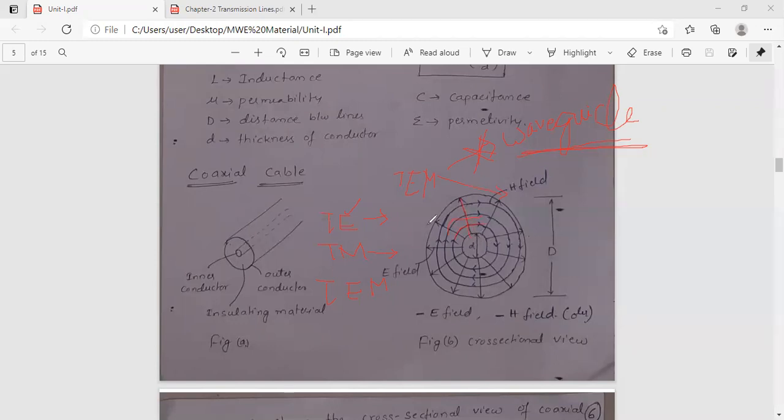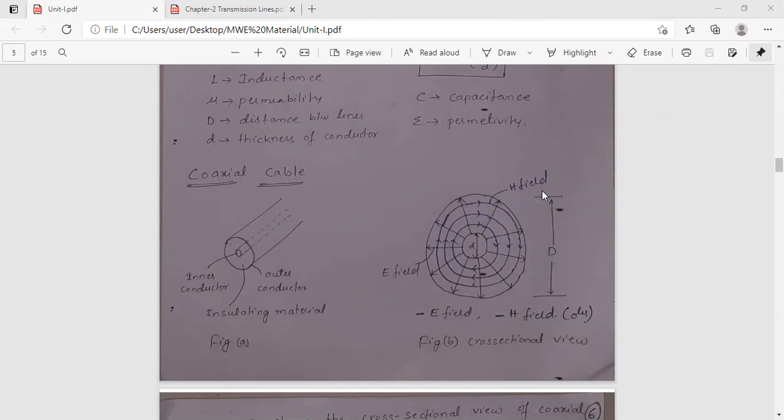Okay, hence it shows that the TEM mode is propagating in coaxial cable, but it does not take place in the case of waveguides. That I am going to explain in detail tomorrow, in the next class. When we have the next class, I am going to explain the basic reason why it is not possible in the case of waveguides.